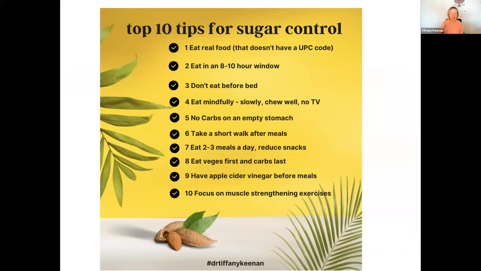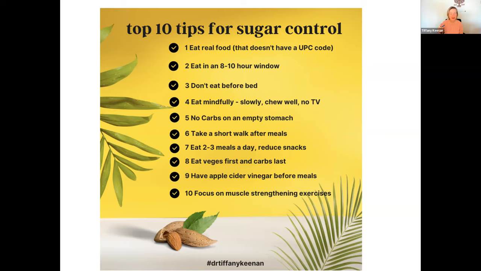Okay. Number one. So once you look at your spike, you're going to say, what do I need to do? First thing is, was it real food? So that's a question to ask yourself. Was it from a box or package? If not, then you eat real food, food that doesn't have a barcode on it.